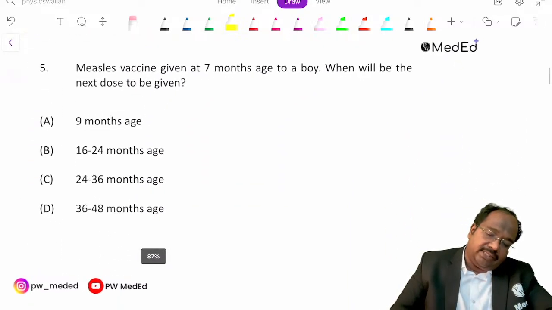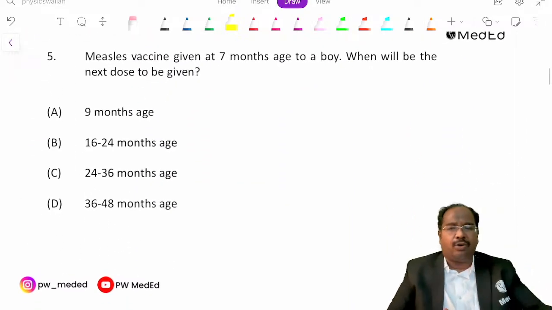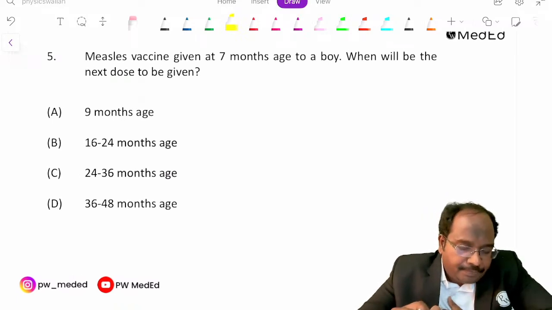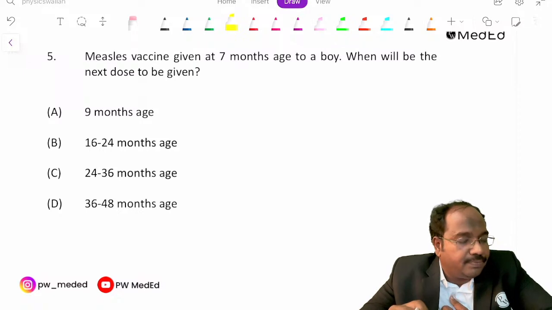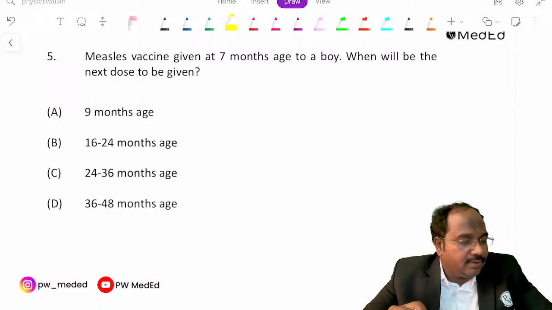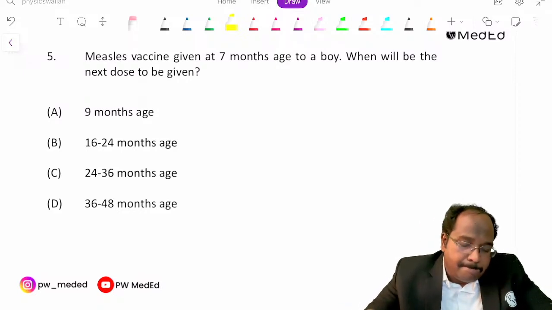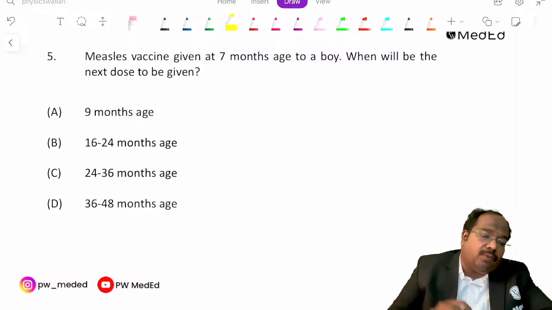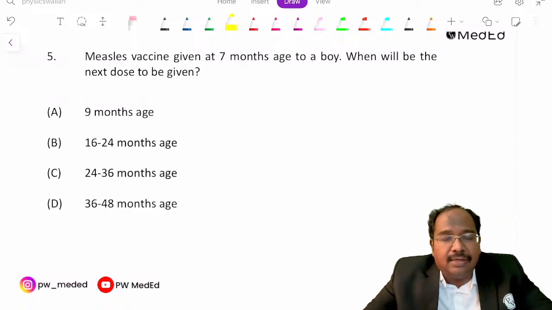Next question. What is the answer for this one? We have around 45 questions covering different areas. Now, measles vaccine given at 7 months of age. When will be the next dose? Come on, answer it. I want you to answer it. Measles vaccine at 7 months of age. Normally, when will you give measles vaccine?